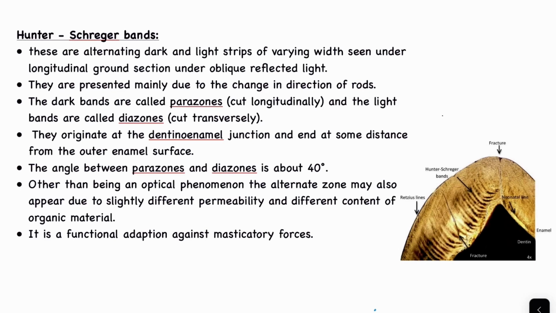Hi everyone. So today we'll continue with the structures of enamel, and the first structure we take today is Hunter-Schreger bands. So what are Hunter-Schreger bands? You can see in this diagram that they are light and dark bands. Okay, they appear in the longitudinal section of a tooth. What is a longitudinal section?